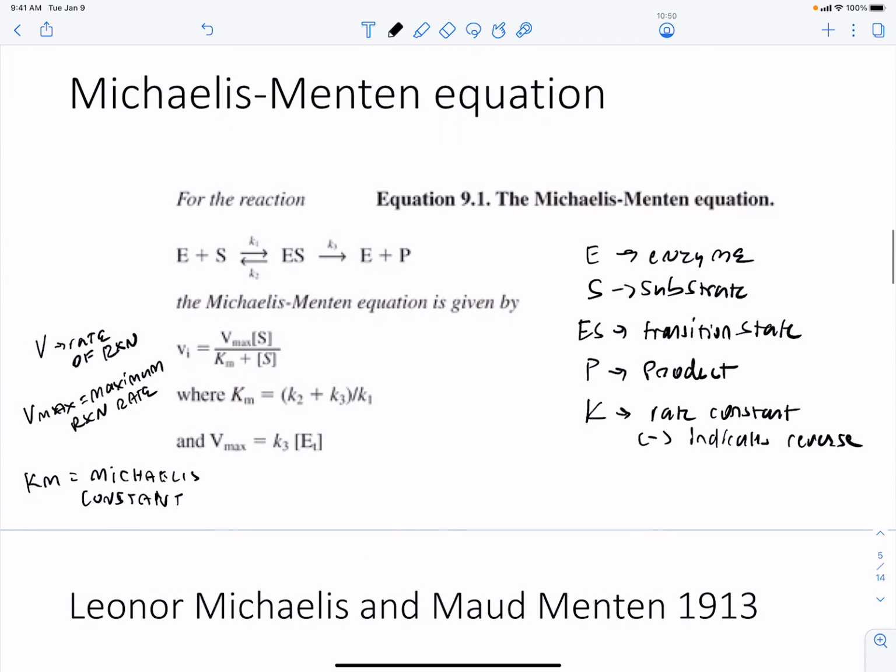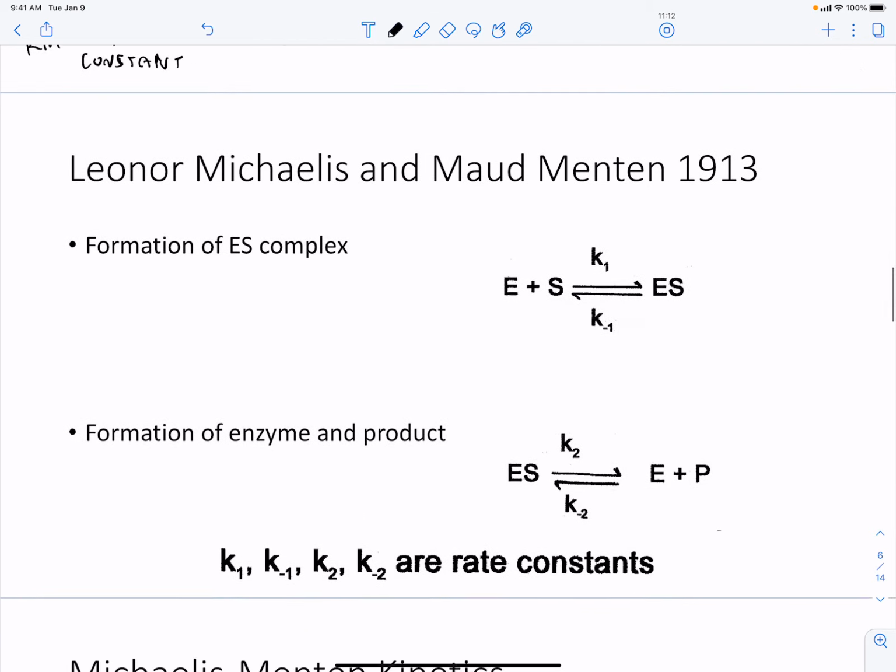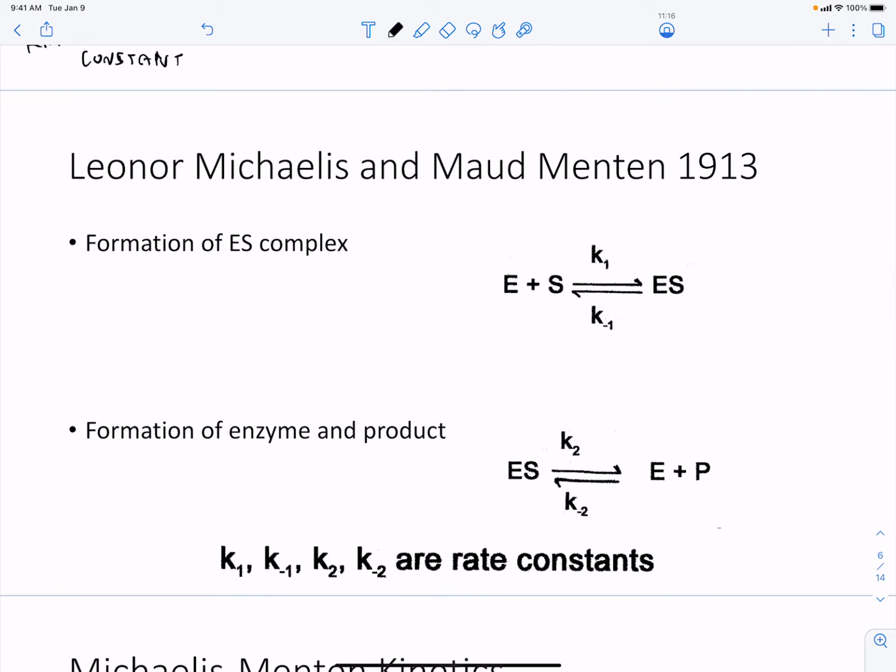Your book has the equation enzyme plus substrate, where you have K1 forward and K-1 reverse goes to the transition state, which is this enzyme substrate complex. And to make it simpler, forming the product is going to be favorable, so the reverse isn't shown here. So it will move towards the enzyme releasing the product. Now, in most situations, though, the reverse is going to be possible.